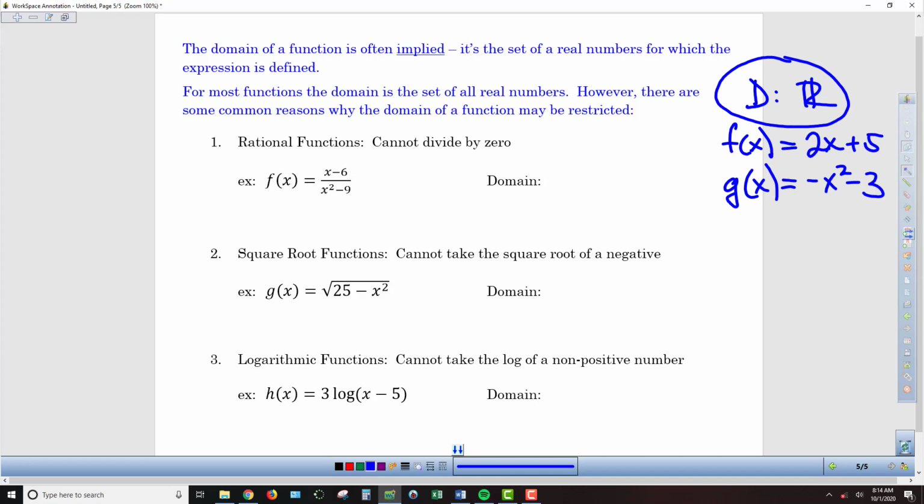There are 3 primary exceptions to that, however. First is for rational functions. We've looked at these a little bit before. So for rational functions, the thing that we have to pay attention to is the idea that we can't divide by 0.